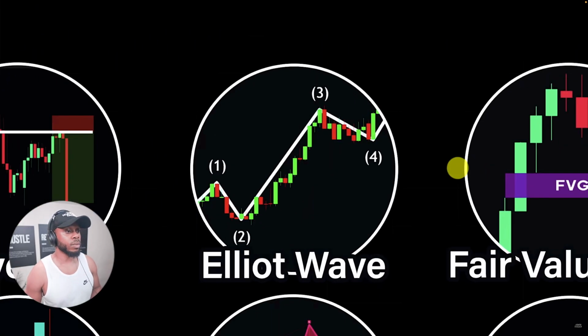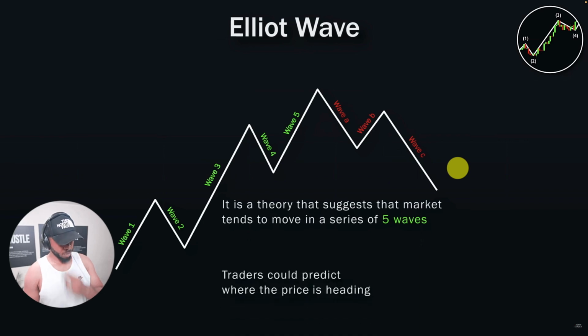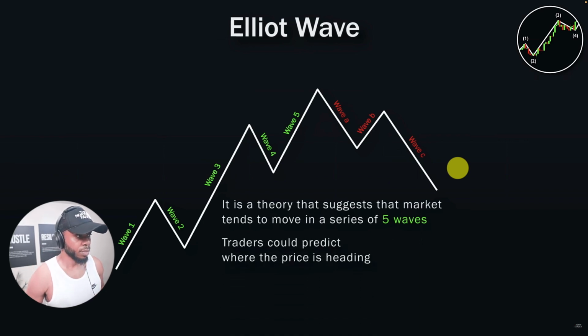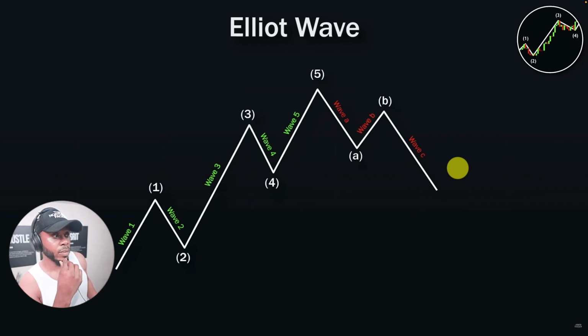Elliott wave is a theory that suggests the market tends to move in a series of 5 waves before reversing and forming another set of waves in the opposite direction. By understanding the Elliott wave sequence, traders can predict where the price is heading by following the pattern. In a chart, we can label each point of the waves as 1, 2, 3, 4, 5 and ABC.